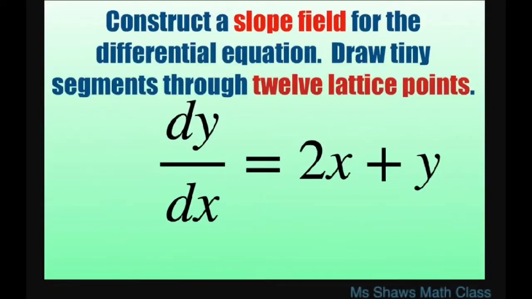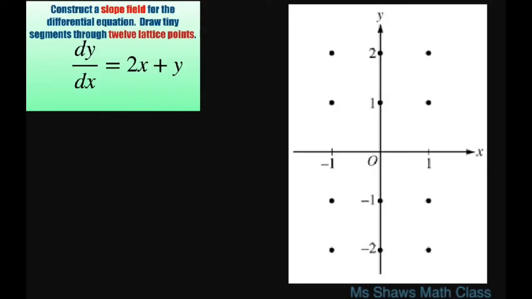Hi everyone, we're going to construct the slope field for the differential equation by drawing tiny segments through 12 lattice points. We have 2x plus y. Now basically on this graph here I have 15 lattice points. We want to go ahead and use 0 here. So basically we can start with negative 1. And how we're going to do it is we're going to start with x is negative 1.